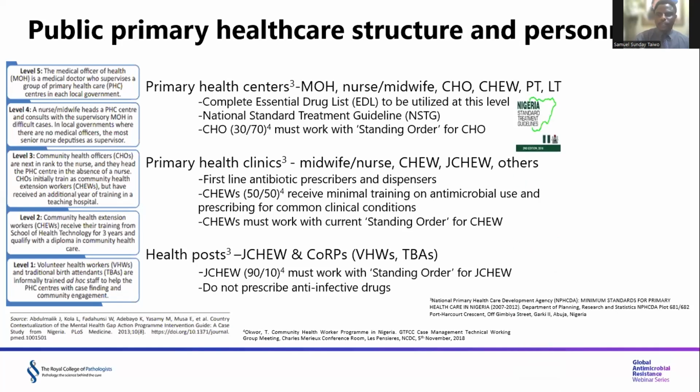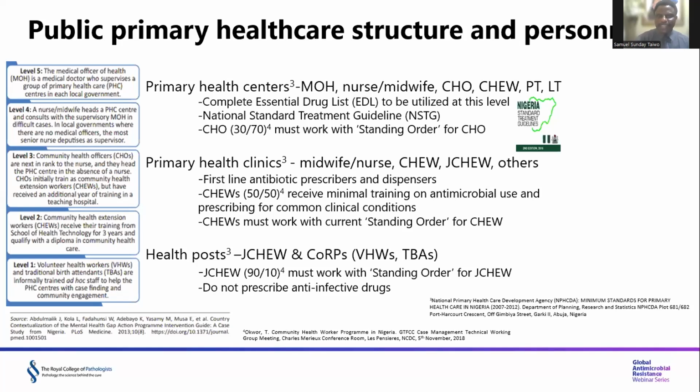Now, in many situations, you don't have a nurse to head this health center, so you have community health officers heading this primary health center. Now, these community health officers are, first of all, community health extension workers who have had a 3-year training at the School of Health Technology, and they have been certified with a diploma in community health care. And so they can head this primary health center, but they must work with standing orders for community health officers. By the guideline, they are supposed to spend 30% of their time in the community and 70% of their time at the primary health center.